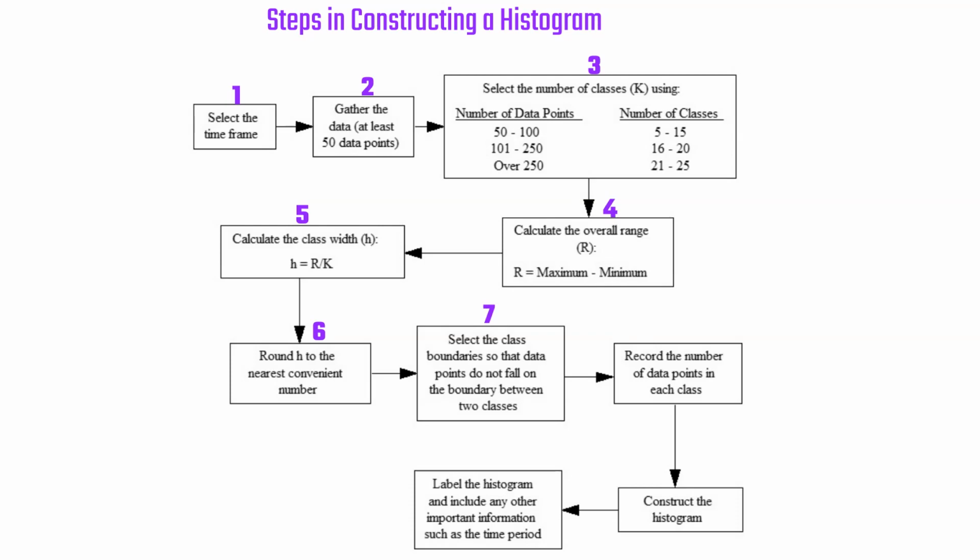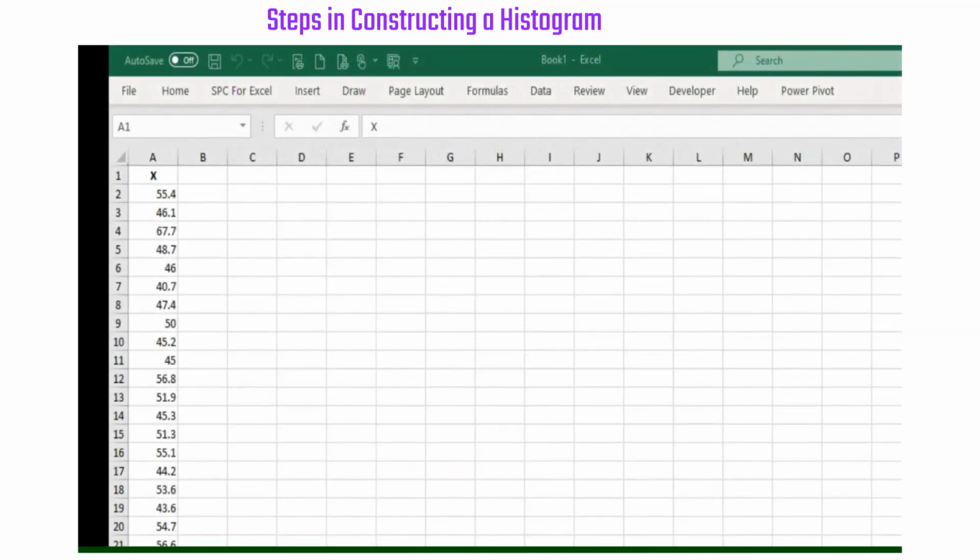You're going to round H to a convenient number. And you want to select the boundaries so the data doesn't fall on the boundary between two classes, and you have to decide which one it goes to. Record the number of data points in each class, construct the histogram, and then you label the histogram and include any other important information such as the time period. But we don't do that anymore because now we're going to use software to do it.